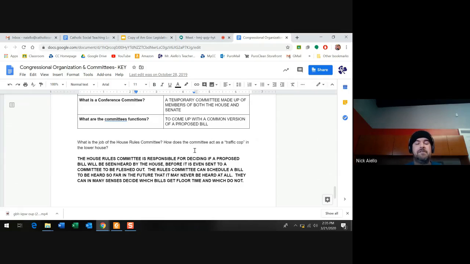They can, in many senses, destroy a bill because they have the power to stop it from ever even being discussed. So that's kind of one of those differences, again, between the House and the Senate. The Senate, bills get discussed all the time because there's more freedom to hold discussion on the Senate floor, whereas the House, there's a very strict set of rules that must be met before a bill can even be discussed.